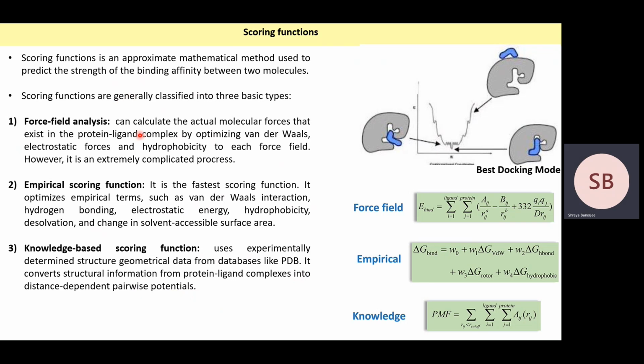So basically the three types of scoring functions that are there, one of which is dependent on the force field, and it optimizes each of the interaction forces like the electrostatic and the van der Waals with respect to the force field. In the empirical scoring function, each of the terms are optimized, like the van der Waals interaction term, the hydrogen bonding term, etc. And in the knowledge-based scoring function, knowledge of structural data from the Protein Data Bank is used to convert the information of protein ligand complex into distance-dependent pairwise potentials.